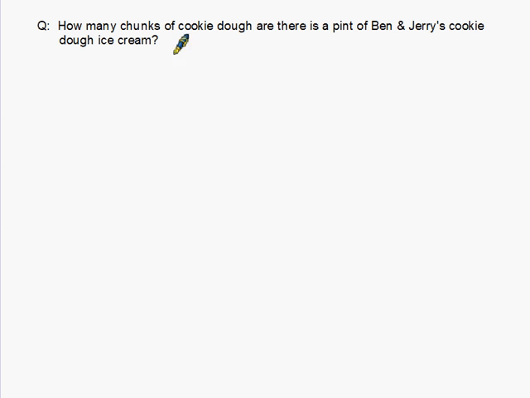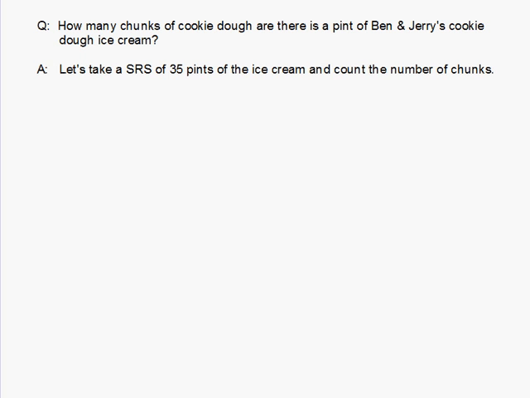How many chunks of cookie dough are there in a pint of Ben & Jerry's cookie dough ice cream? Well, if we wanted to know that, I suppose we could grab a simple random sample of maybe 35 pints and count the number of chunks. And so here's our sample. All right, we have 35. I haven't listed all of them. It'd be an awful lot.